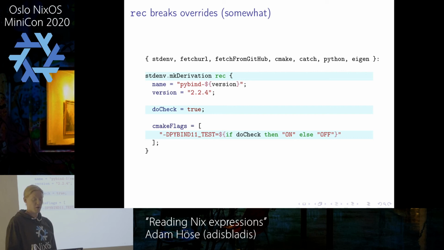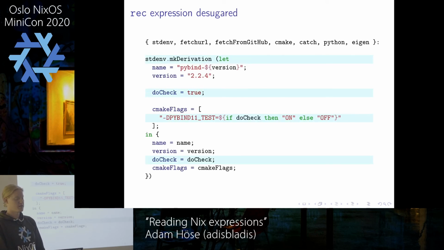So I mentioned why I don't like the rec keyword. It's because it breaks overrides somewhat. What do you expect to happen if you are trying to override this derivation and set doCheck false? What do you expect happens with this one if you call the override function? Well, doCheck is only evaluated at derivation instantiation time, so what will happen is that the pybind11 test make flag will be set to on even if we override the doCheck attribute.